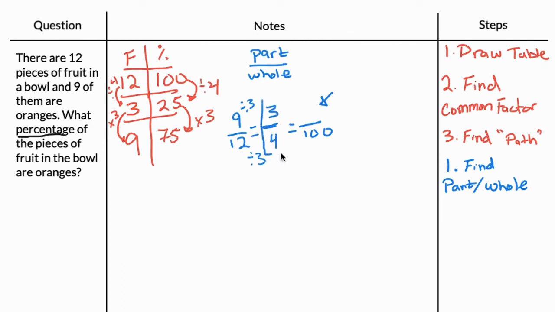Now, two things here. First of all, we should know that 3/4 just means 75%. But just in case we don't have a nice, easy fraction like this, we need to know what to do from here. Now we know how we get from 4 to 100 is that we're multiplying by 25. So if we multiply by 25 here, then that will give us our answer.